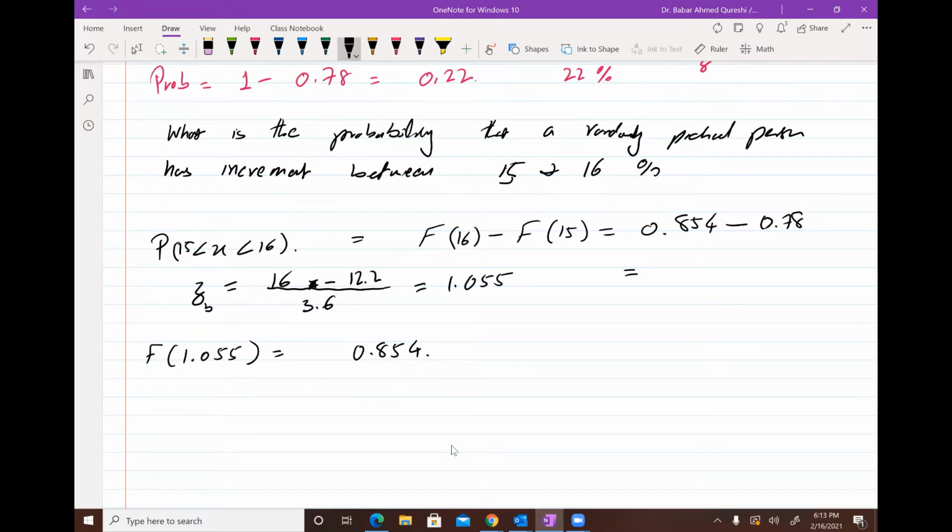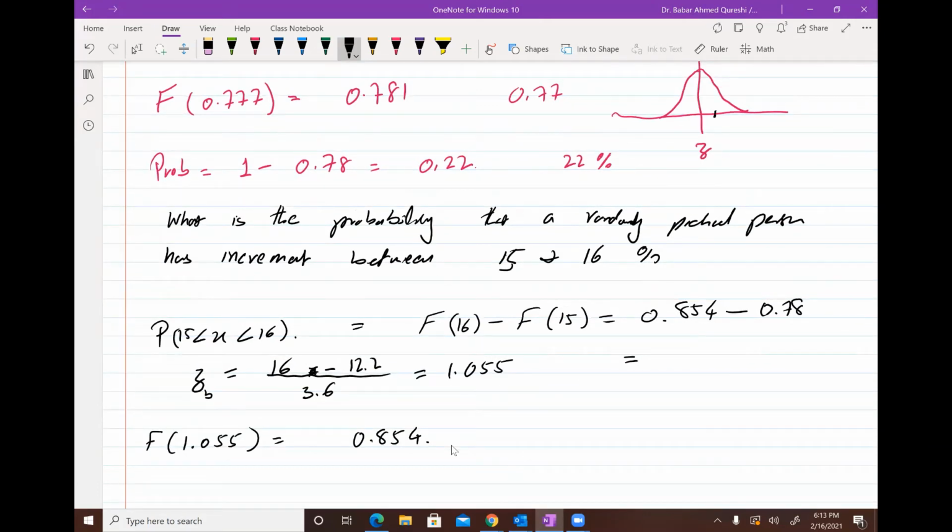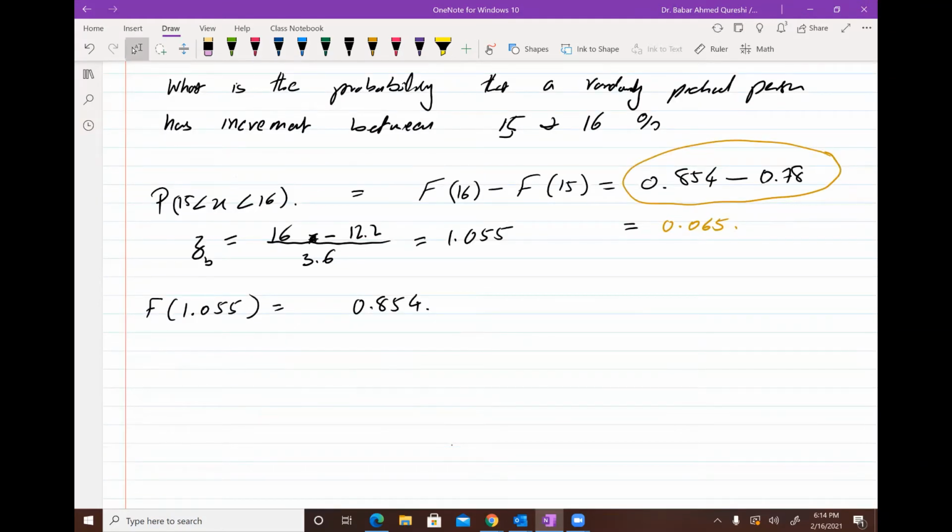That's the answer. I don't need to even go into this 0.22 because I have a 15 here whose area I had computed as 0.78, and I have a 16 here whose area I just computed. So the difference of these two areas gives me my desired area here. I just take the difference of these two numbers, and that gives me the required probability, which is around 0.065. So there is a 6.5% chance of it being between 15 and 16.